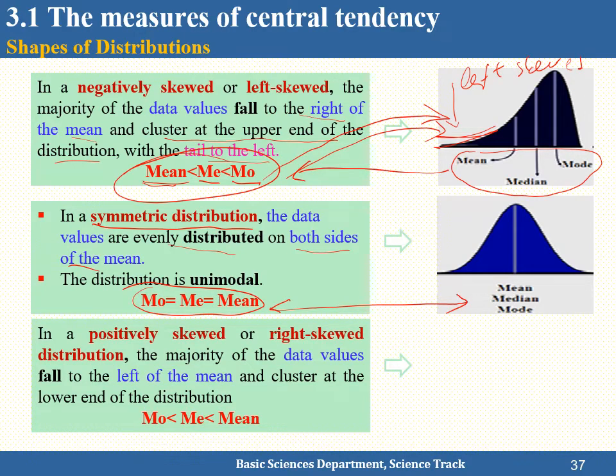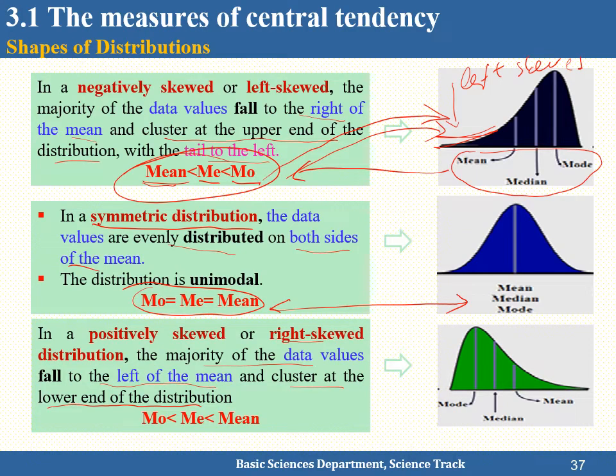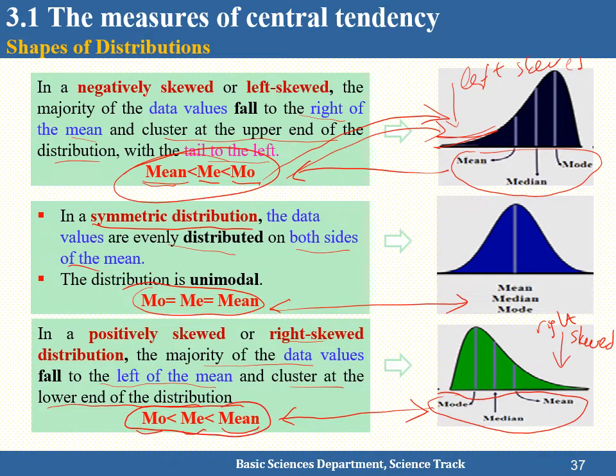In a positively skewed or right skewed distribution, the majority of the data values fall to the left of the mean and cluster at the lower end of the distribution. Here is what we see on the graph: from the right side, it's skewed, right skewed. The order of the mode, median, and mean is given this way: the mode will be less than the median, and the median will be less than the mean. If you see this type of ordering, you can assume most likely you will get a right skewed graph.